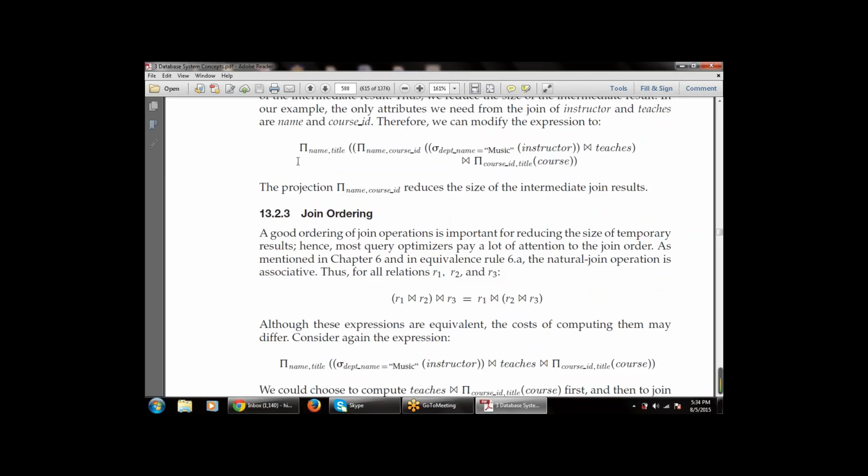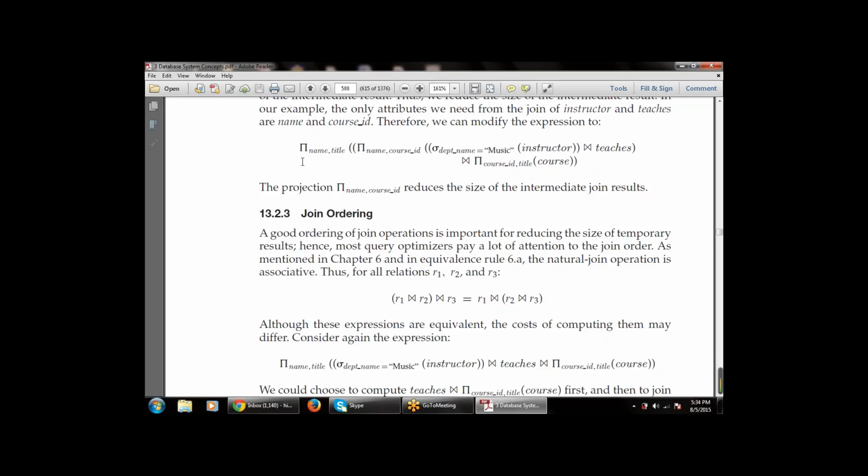Then next is the join ordering, that is, what are the various orders in which we can join the expressions. A good ordering of the join operations is important for reducing the size of a temporary result. Whatever join operation is carried out is very important for reducing the size of the temporary results. Hence, most query optimizers pay a lot of attention to the join order.